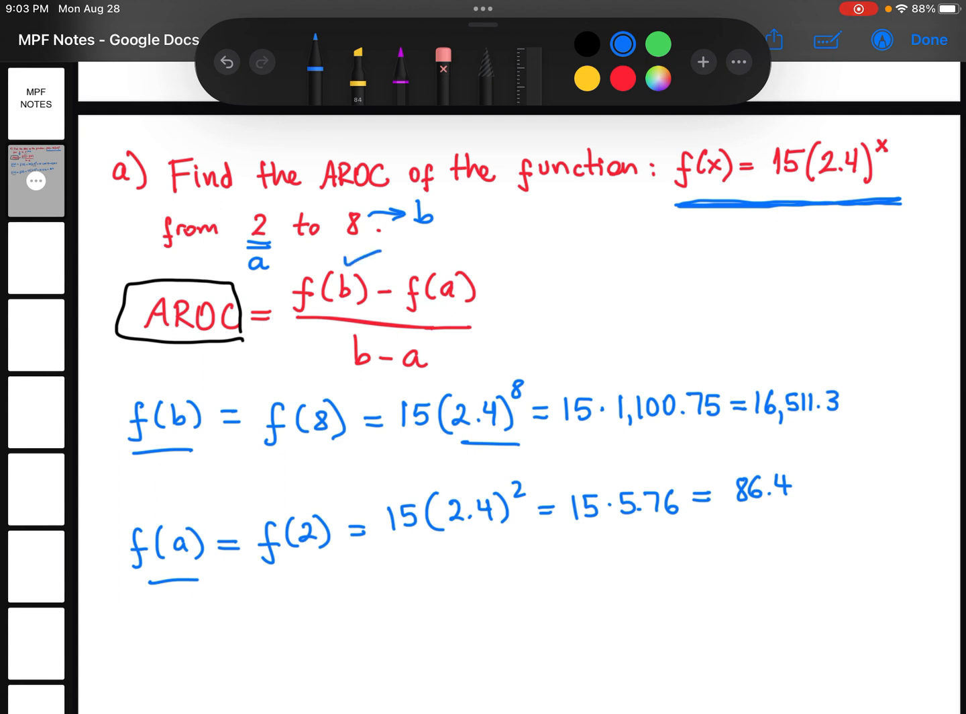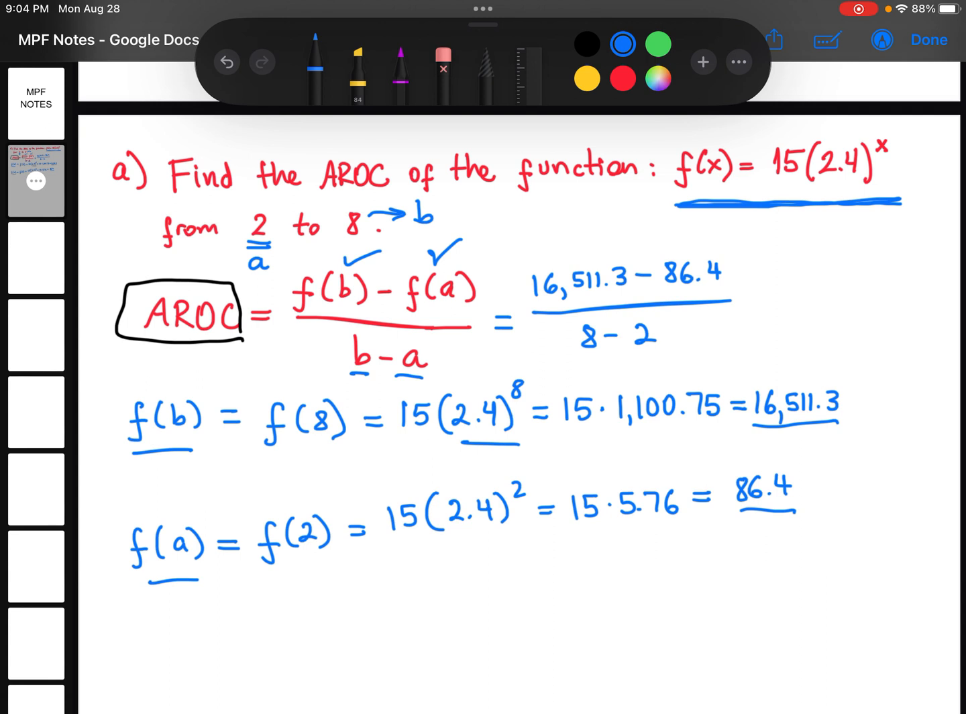Now we have the four values we need. We have f of b, it's this value. We have f of a, this value. b is already given, a is already given. Let's do it here in front. So f of b, 16,511.3 minus 86.4. And then we divide by 8 minus 2.